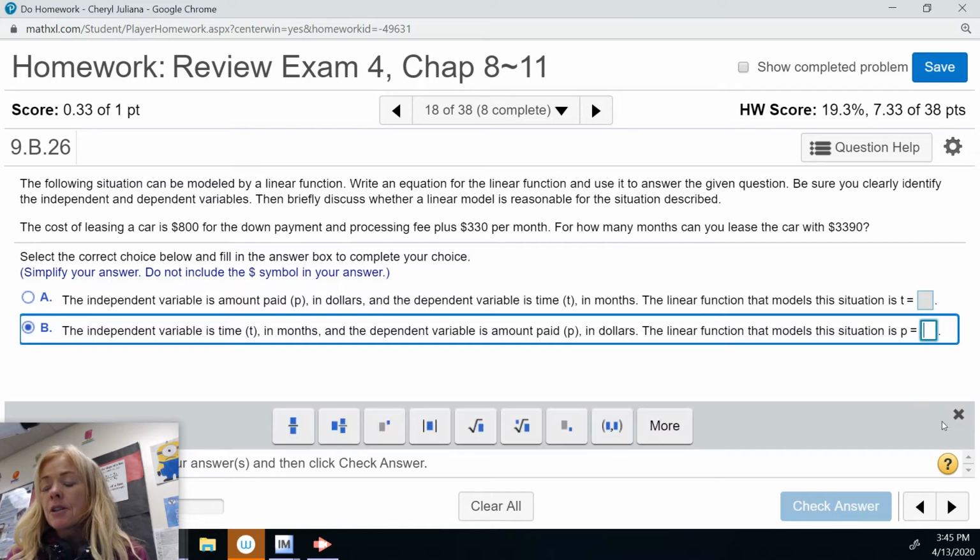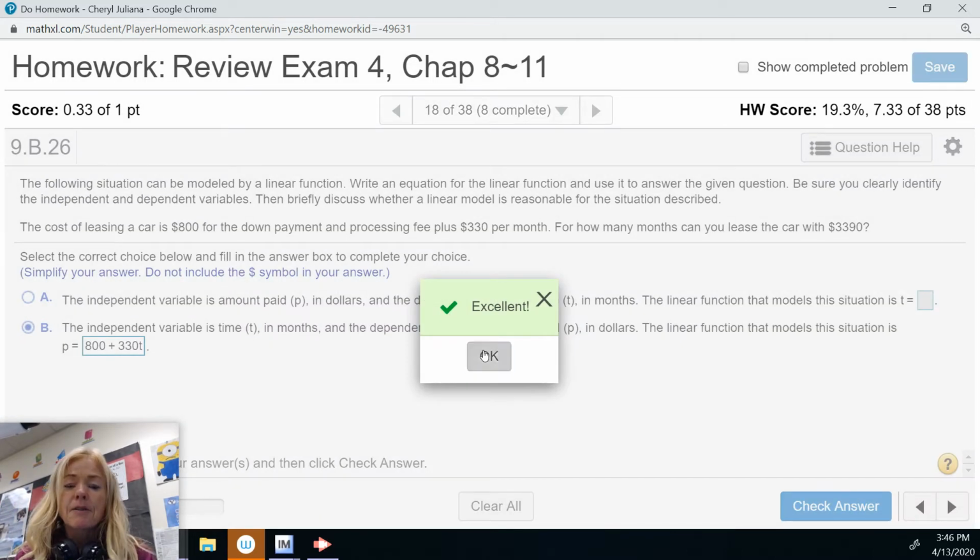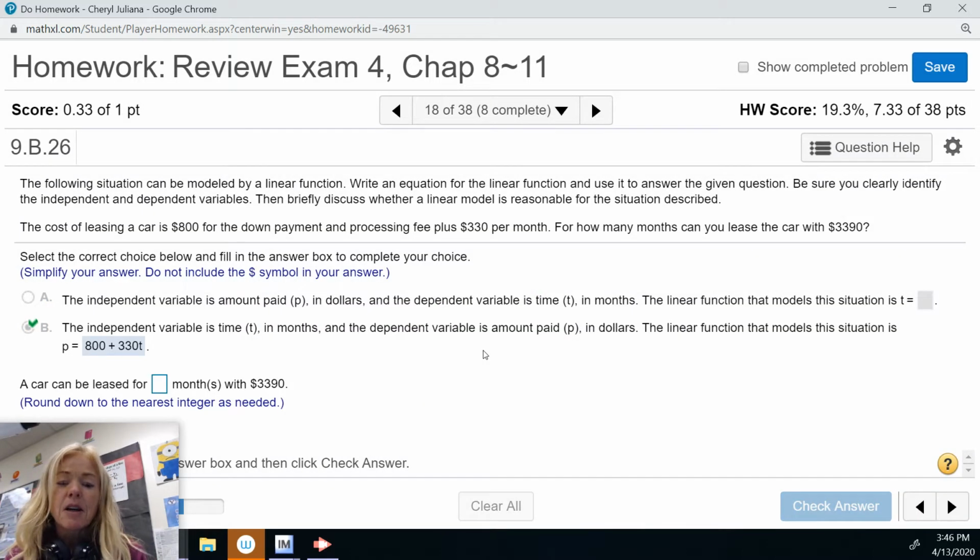And then the function is going to be the price equal to, and how much is that? You're paying $800 down, so you need the $800, and then plus, every month you're paying $330, and we'll use T for time because that's what it says here, time. So that's our first question. And then the car can be leased for how many months for $3,390?